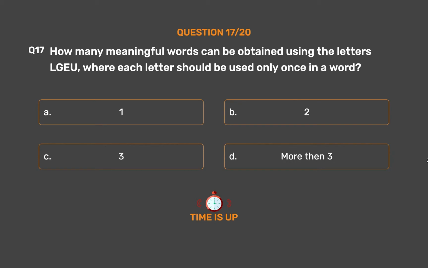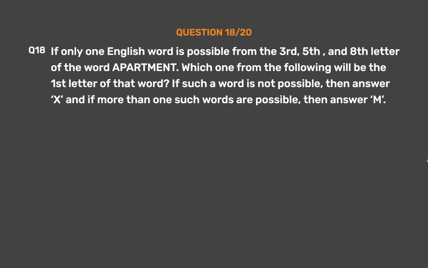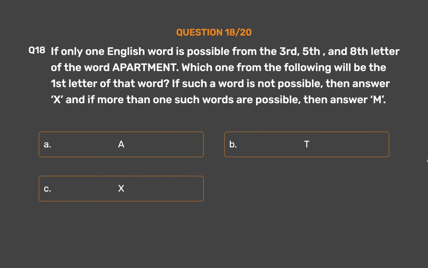The correct answer is option B. 2. Question number 18. If only one English word is possible from the 3rd, 5th, and 8th letter of the word apartment, which one from the following will be the first letter of that word? If such a word is not possible, then answer X, and if more than one such words are possible, then answer M. Option A. Option B. T. Option C. X. Option D. M.